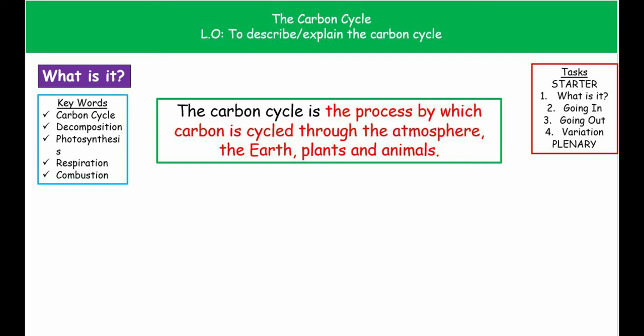Hopefully we were able to think back to the work we've done on the water cycle and the nitrogen cycle to just apply that same principle to the carbon cycle. Quite simply, the carbon cycle is the process by which carbon is cycled through the atmosphere, the earth, plants and animals. If you didn't get that definition, then write it down now. I'll leave it up for about 30 more seconds.